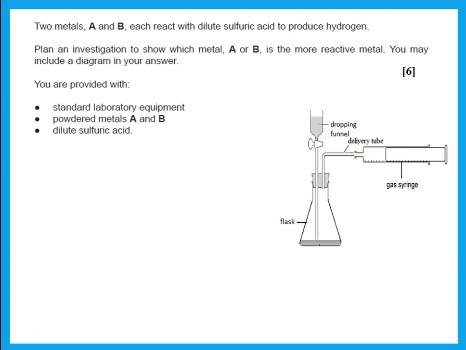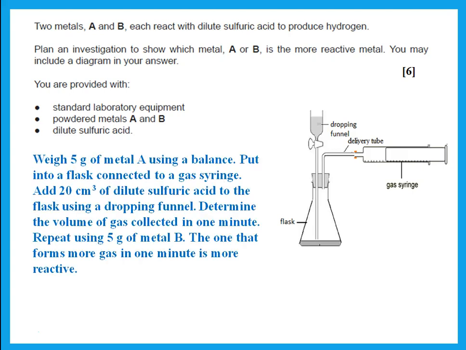That means in order to compare between the 2 metals, the first thing we should do is weigh. So let us say, I usually explain for one and then say repeat with the other. So weigh 5 grams of the first metal, which is A, using, and you mention which apparatus you use, using a balance. Put into a flask connected to a gas syringe at 20, be specific, 20 centimeter cubed, or it doesn't matter 20 or 25, but just be specific.